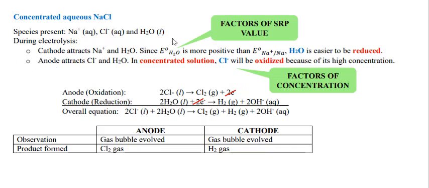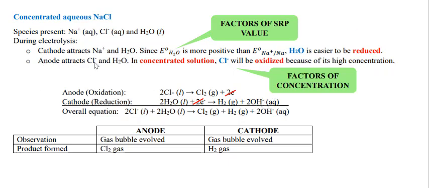Next, let's have a look at the concentrated aqueous sodium chloride. The species present in the concentrated aqueous sodium chloride are sodium ion, chloride ion, and water. During electrolysis, the sodium ion and water are attracted to the cathode. Since the E value of water is more positive than that of sodium, water is easier to be reduced. So at the cathode, water is discharged. Water undergoes reduction by releasing hydrogen gas and hydroxide ion.